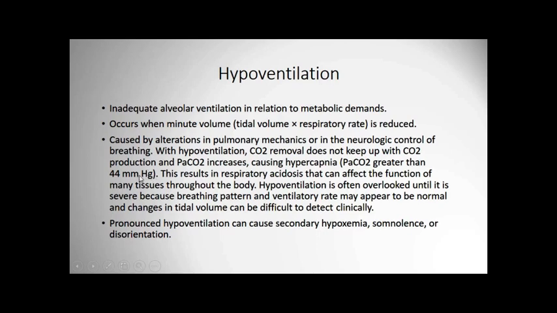Okay, the CO2 removal doesn't keep up with the CO2 production, so the partial pressure of CO2 in blood increases, producing hypercapnia, which is defined by the partial pressure of CO2 greater than 44. What happens when we have CO2 accumulated? This results in respiratory acidosis. That, remember, acidosis of any cause can affect the functions of many tissues. Hypoventilation is a problem that sometimes is overlooked until it's very severe. It's very easy to recognize when someone is hyperventilating, or when someone has labored breathing or respiratory distress. But when someone is hypoventilating, that is very difficult.